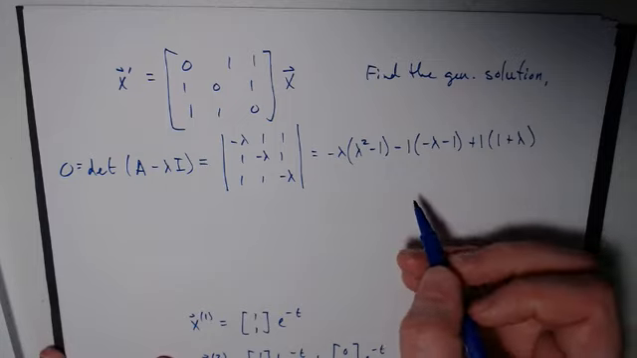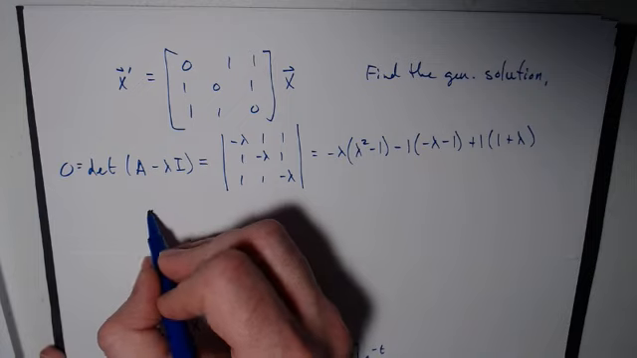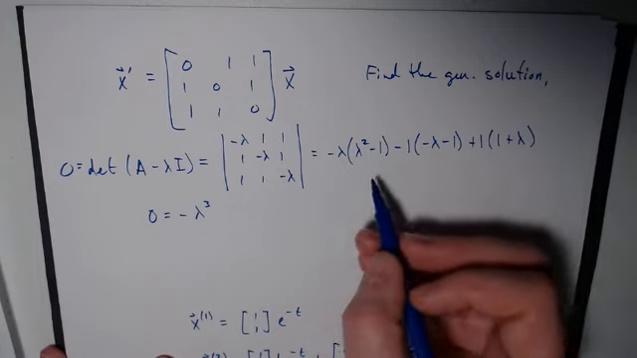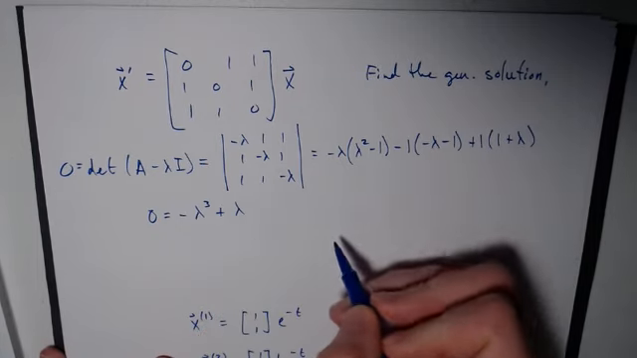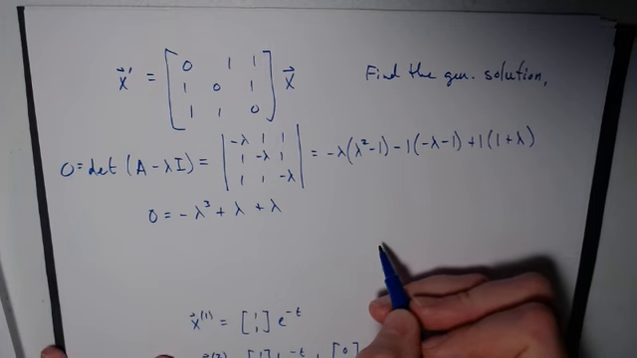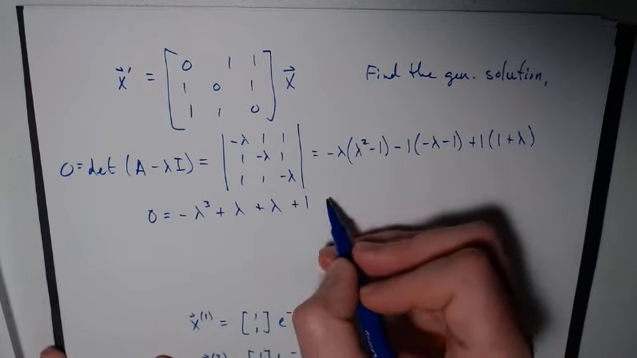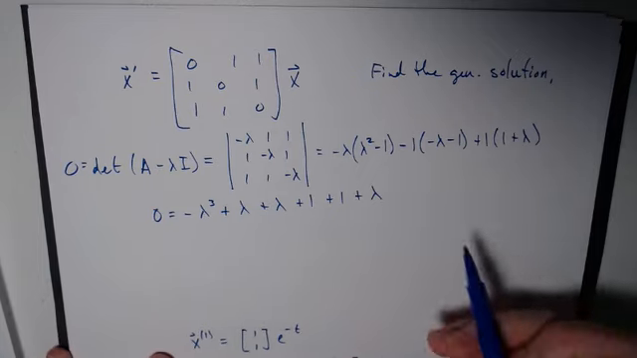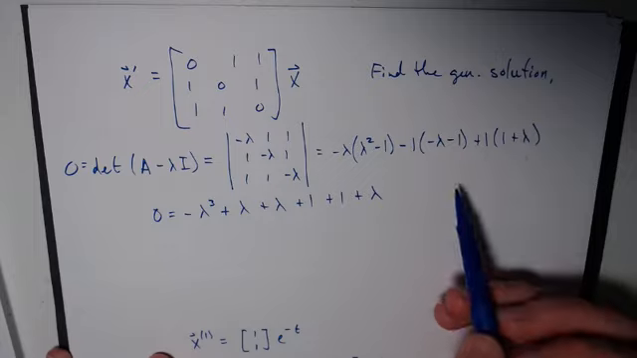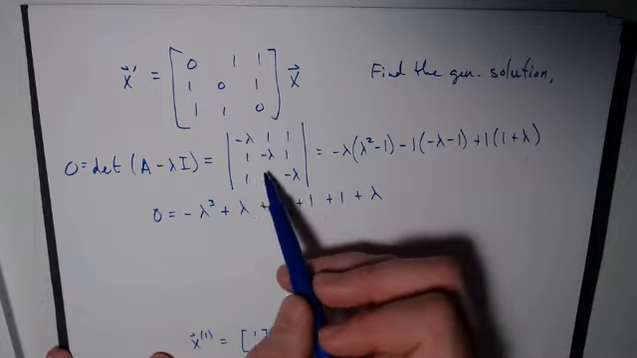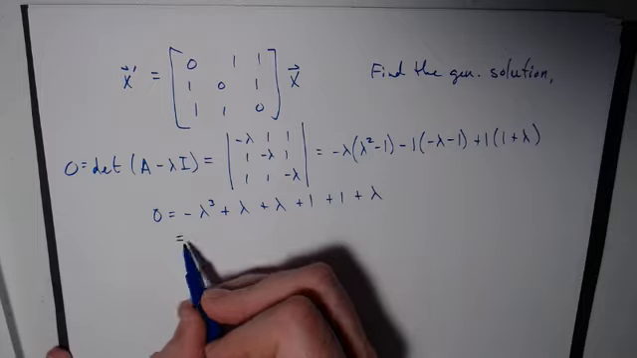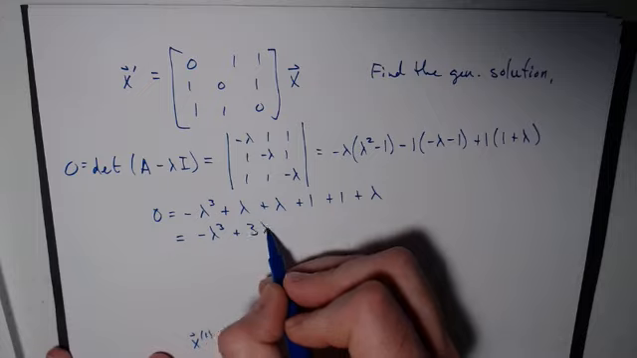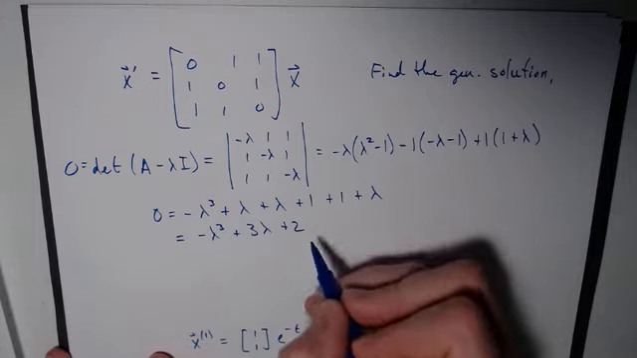So let's see, we get 0 equals negative lambda cubed plus lambda plus lambda plus 1 plus 1 plus lambda. Does that look right? Double checking myself here, make sure I didn't miss any places where I had a lambda squared. Oh, I think that's correct. So this is minus lambda cubed plus 3 lambda plus 2.